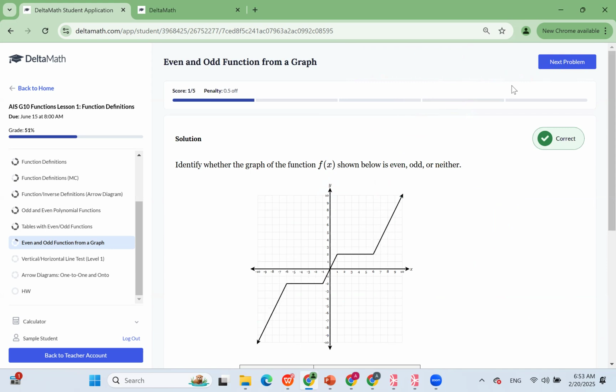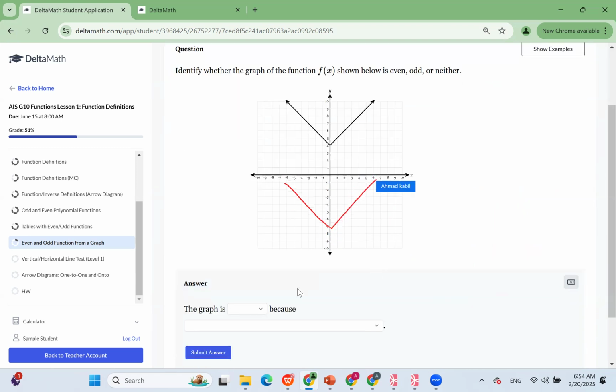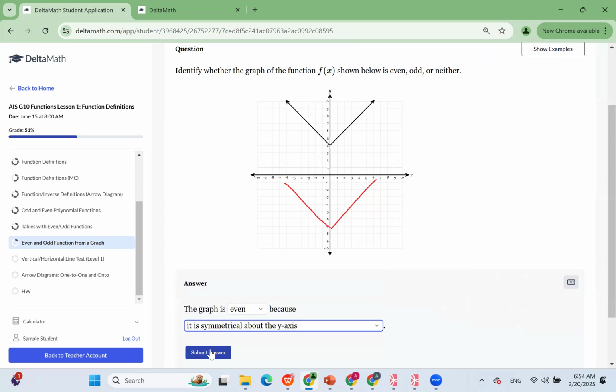Let's try another one. So this is obviously symmetrical about the y-axis. See this part here reflects onto this part. So this is even, the graph is even because it is symmetrical about the y-axis.